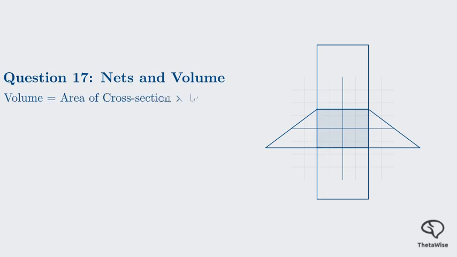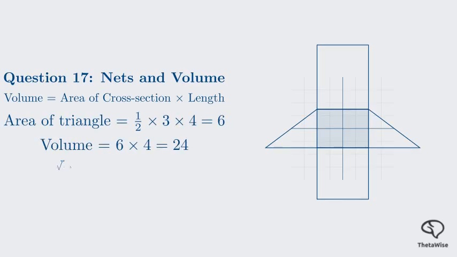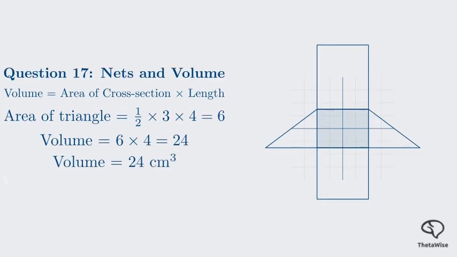Part B asks for the volume. The volume of a prism is the area of the cross-section multiplied by the length. The cross-section is a triangle with base 3 and height 4. The length of the prism is 4. Don't forget the units. Since it's volume, it's cubic centimeters. Common mistake: using the slanted height 5 instead of the vertical height 4 when calculating the area of the triangle.